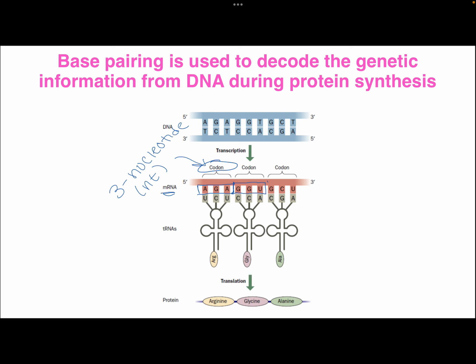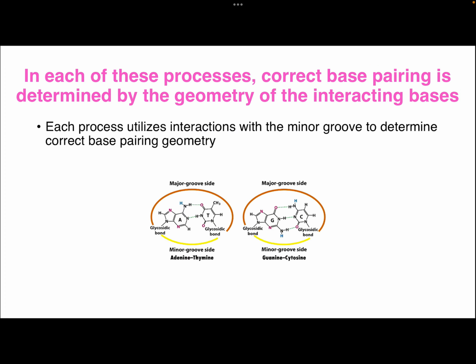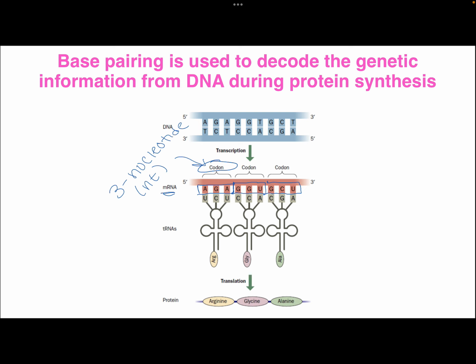And each one of these codons has a complementary anticodon on a tRNA molecule. And the tRNA molecule has this anticodon, and it also has an amino acid attached to it. So in this way, we're still having base pairing driving protein synthesis.